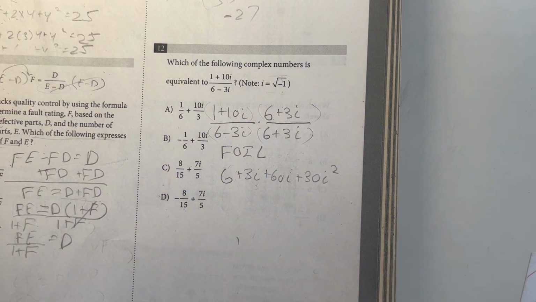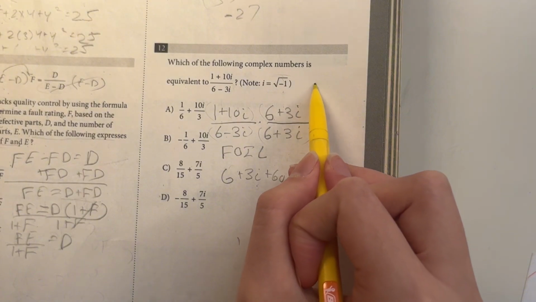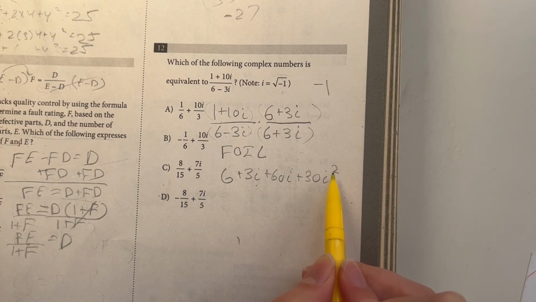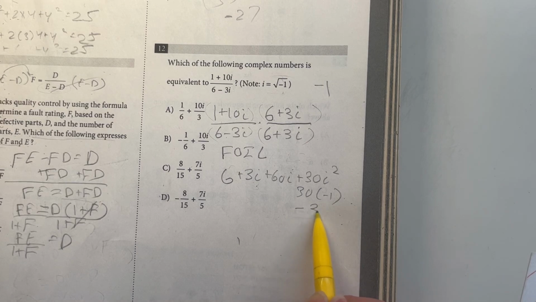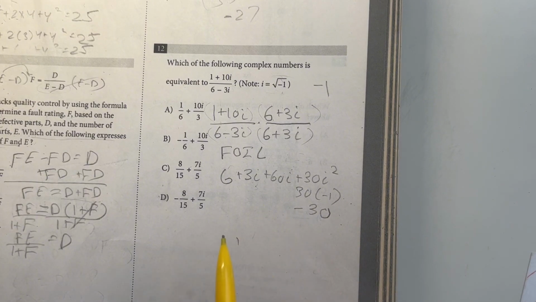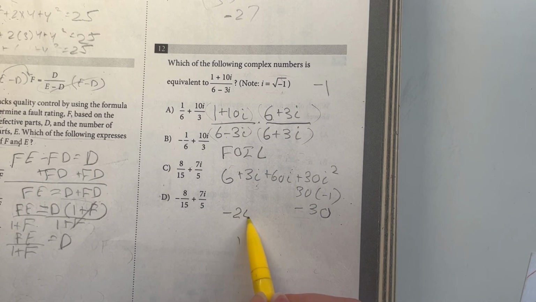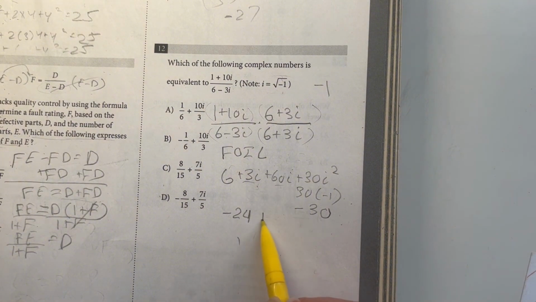Now, i is equal to the square root of -1, so if you square that, it's going to be -1. So instead of i squared, we're going to replace that with -1. And 30 times -1 is -30. So if we plug it in, it's going to just be -24. And then we add up like terms, plus 63i. That's going to be our numerator.